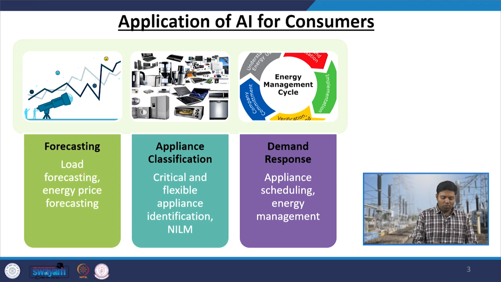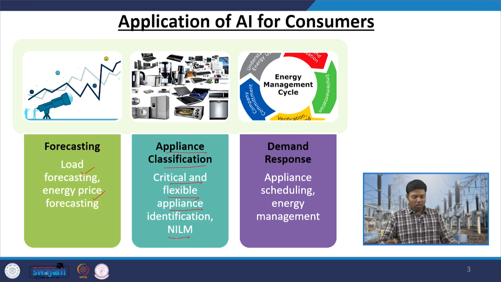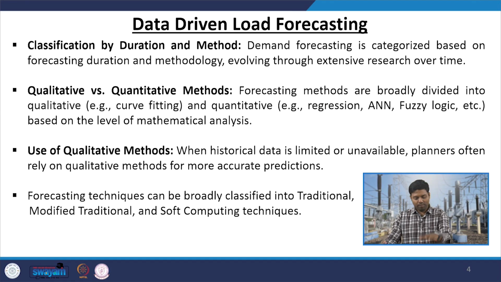You can do the load forecasting, you can do the energy forecasting, that is the forecasting application. You can do appliance classification for the demand side management application. Like critical and flexible appliances present, you identify them for non-intrusive load monitoring. Then you can also use demand response strategies, that means schedule your appliances for the benefit of the customers. That means your energy management purposes, that you also can do with the help of AI.